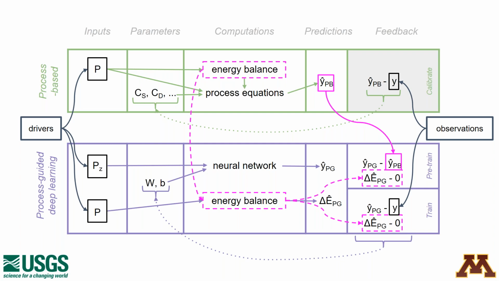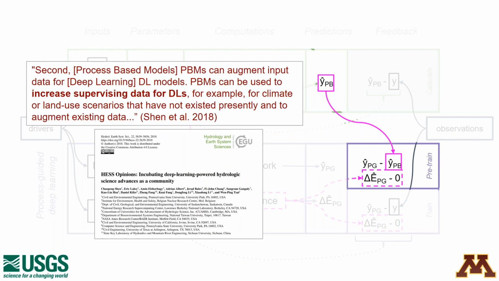And this pre-training step gets us to the point where we have a reasonable network built, and we can use that as a starting point for the final training step, which thereby reduces the amount of data that we would need to build an accurate prediction. And I want to point out, Xiaopeng had this test paper where this same concept was mentioned as a potential future avenue. So of course, process-based models can augment data for deep learning models.